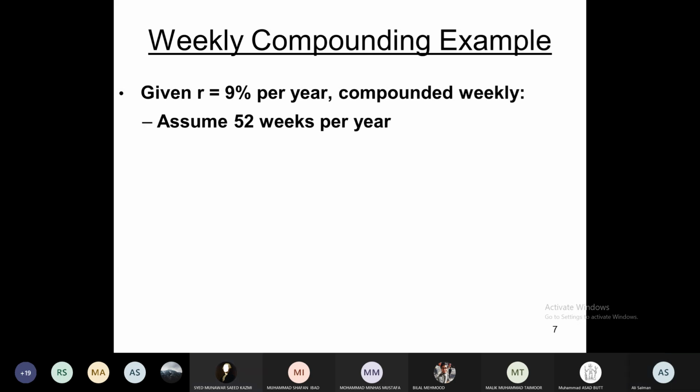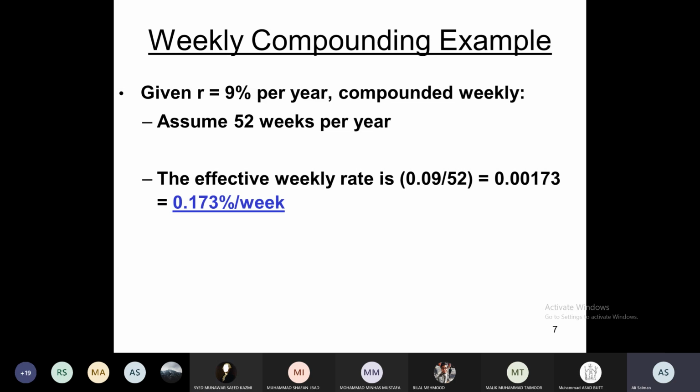Okay. And what is the effective annual interest rate? Effective annual interest rate if the compounding frequency is weekly.